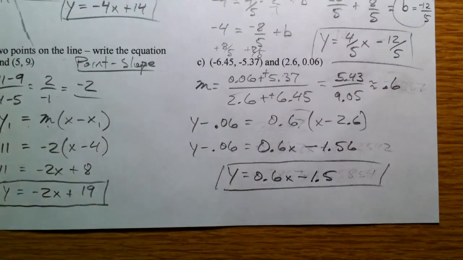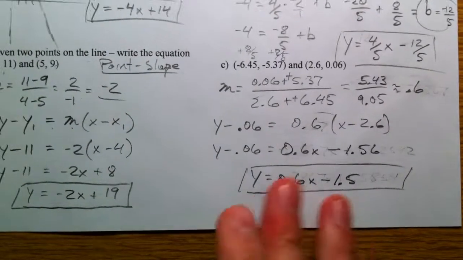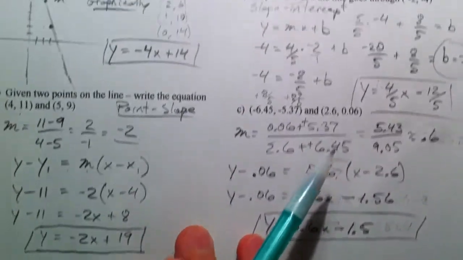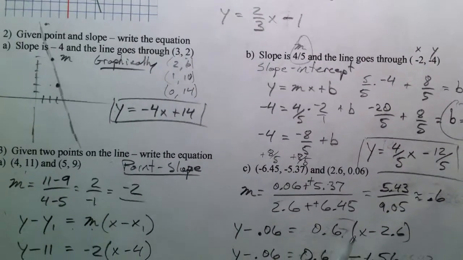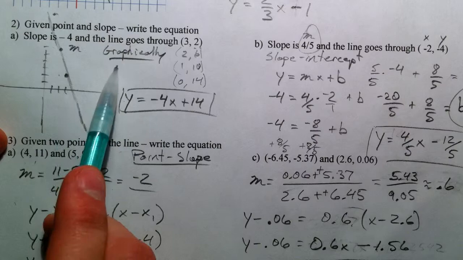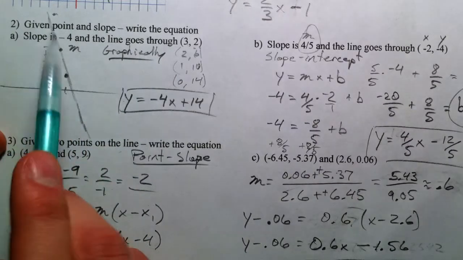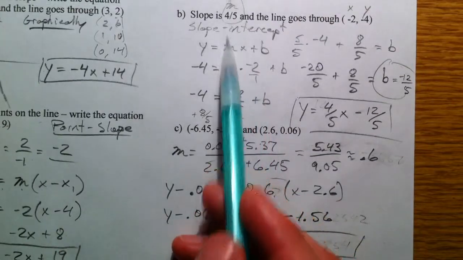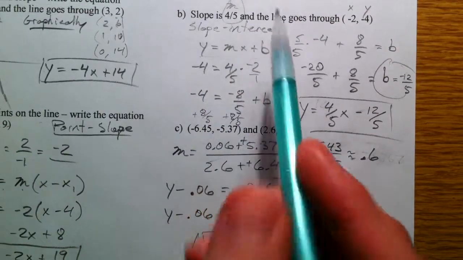Congrats, we did it. Happy writing equations of lines. Remember, pick any method you want to when you're writing an equation of a line. This one we drew a picture, did it graphically, finding a pattern back to the y-axis. This one, use slope-intercept form, y equals mx plus b.